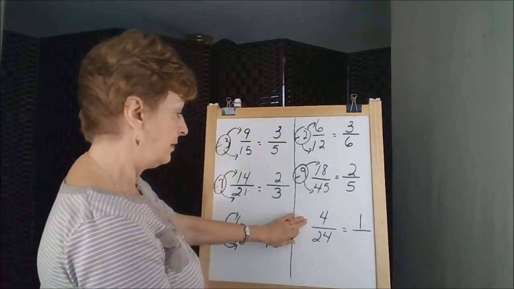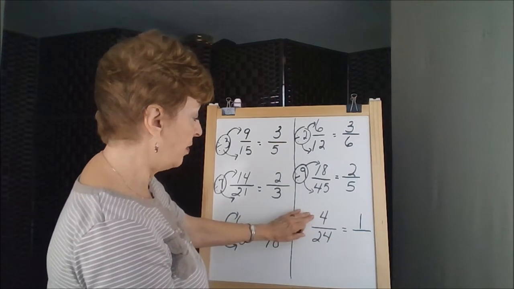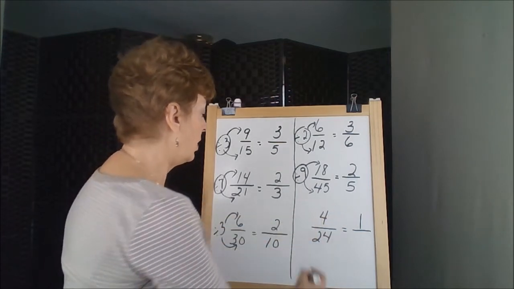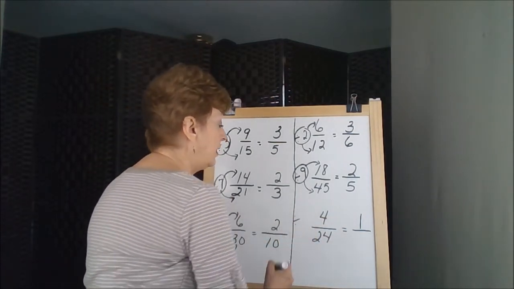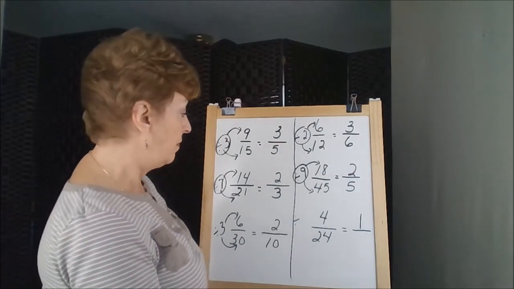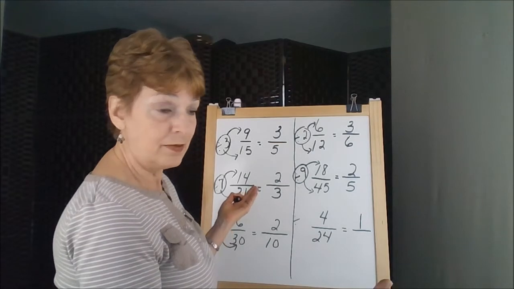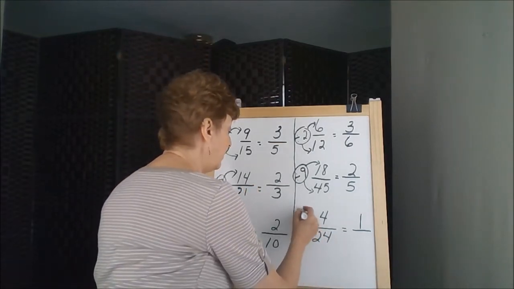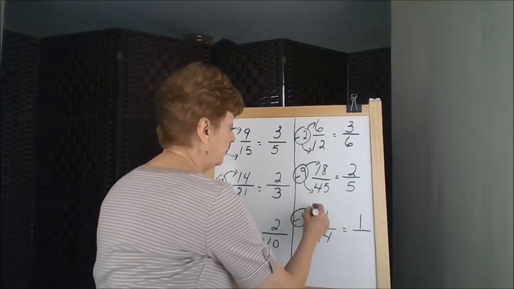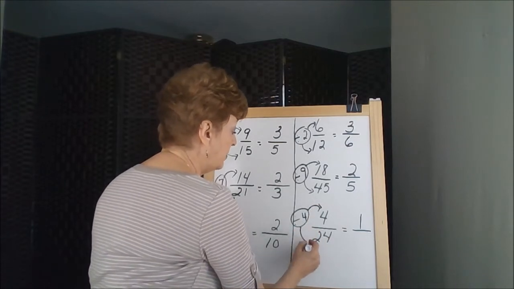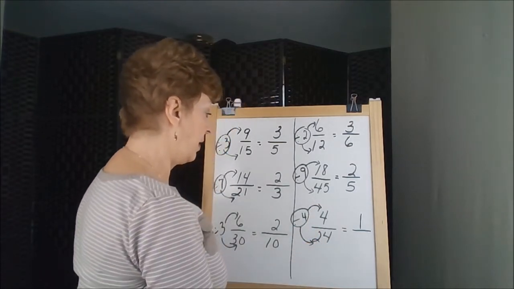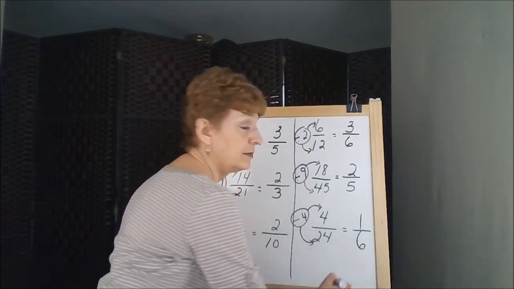And our last one, again, we're going into a smaller number. 1 is smaller than 4, so it's a division problem. But divided by what? The only way we can get a 1 with a 4 is divided by itself. So 4 divided by 4 gives 1. And we're going to use it again. 24 divided by 4 is 6.